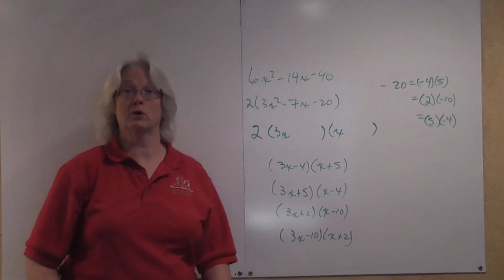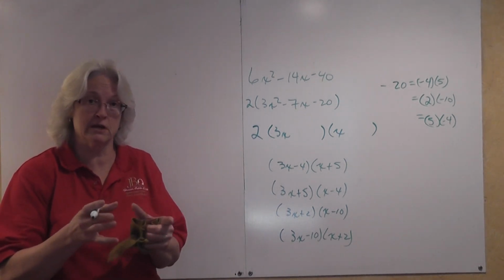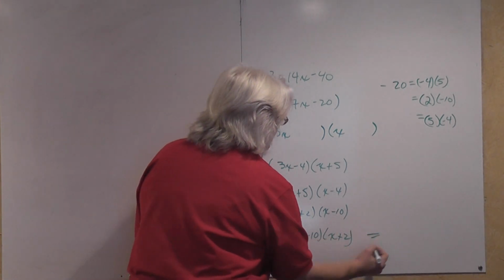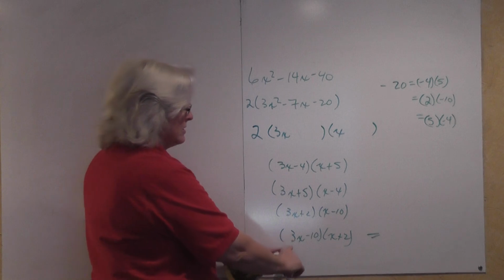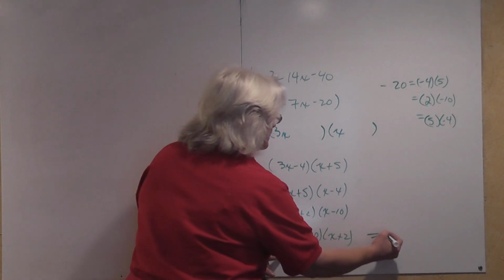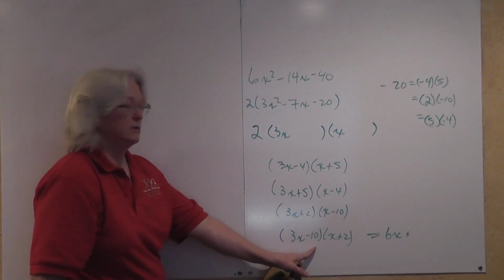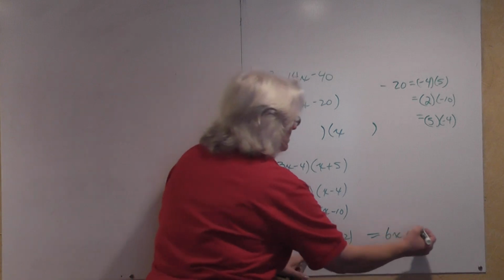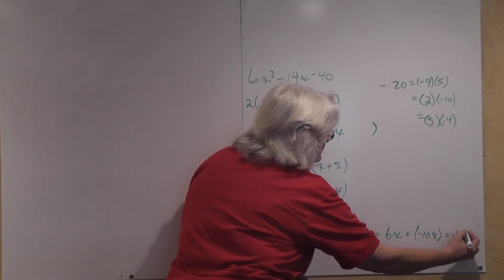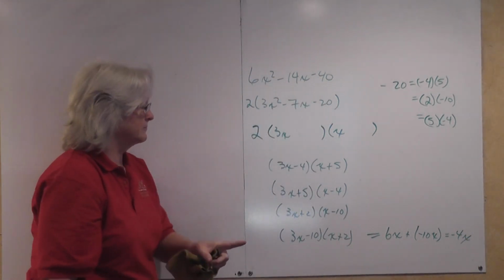Let's see what some of our partial products are now. Remember, the partial product that we're looking for is the sum of the outer and the inner terms. What do we have for our outer partial product? 3x times 2 is 6x. That's the outer. Plus negative 10 times x, negative 10x. So that's a negative 4x. We're looking for negative 14.